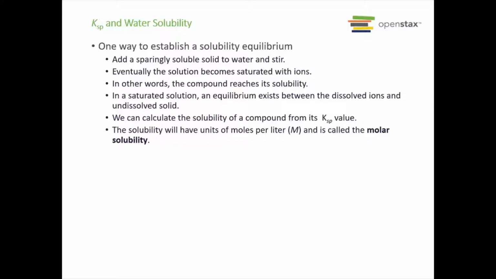So there's a few ways we can establish a solubility equilibrium. We can add something that's sparingly soluble to water and stir it. And eventually the solution is going to become saturated with ions and reach its solubility point. If it becomes saturated, then we get that equilibrium between the dissolved ions and undissolved solid. And then we can calculate the solubility of a compound from its Ksp value.